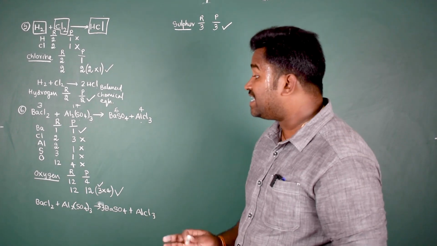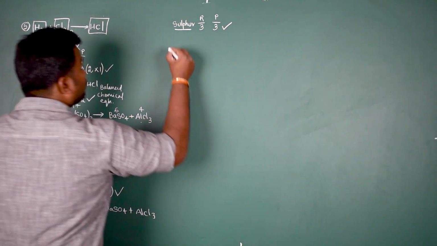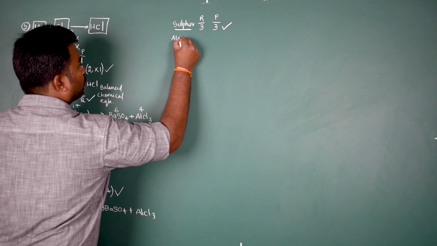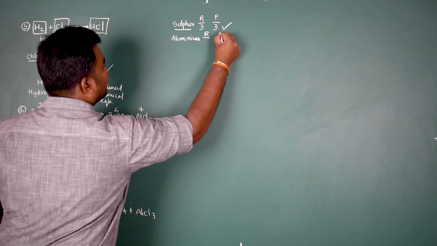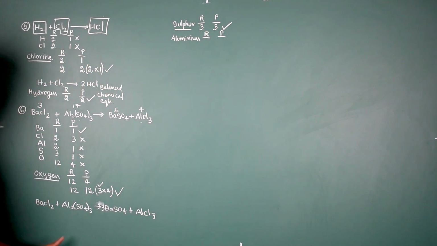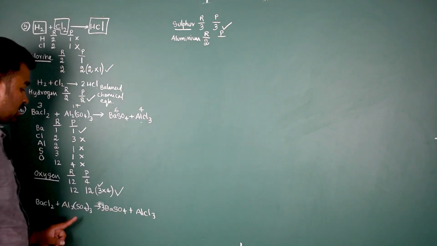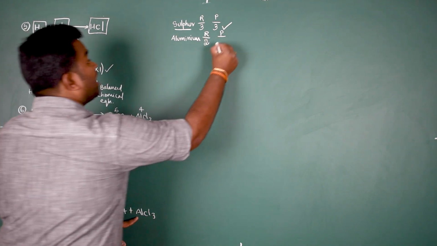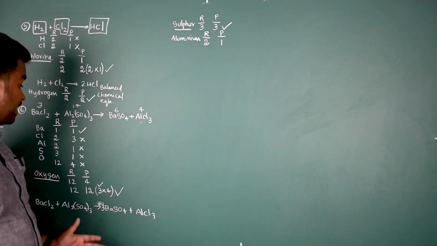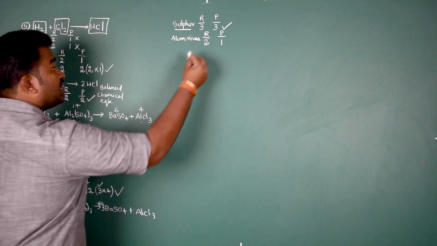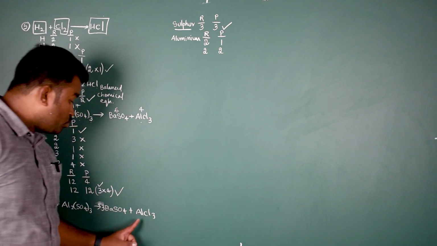Correct? Then what is the next thing I have to balance? Aluminium I have to balance. So let's write here aluminium. In balancing aluminium, we have to check on the reactant and the product side. On the reactant side, you have 1 into 2, so total 2 aluminiums, whereas on the product side, only 1 aluminium. So it is not balanced. We have to balance it, we have to make it equal. If you want to make it equal, that means 2 and 2. How do I make it 2 on the product side?